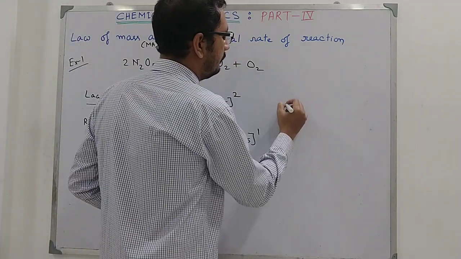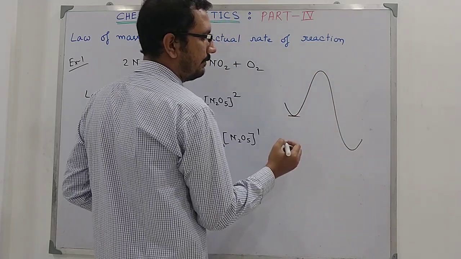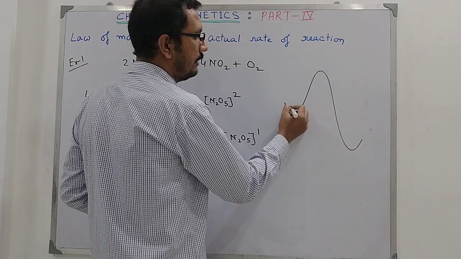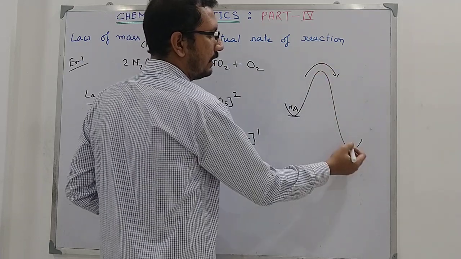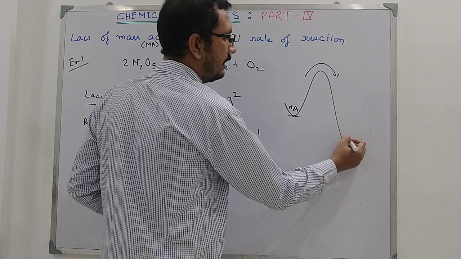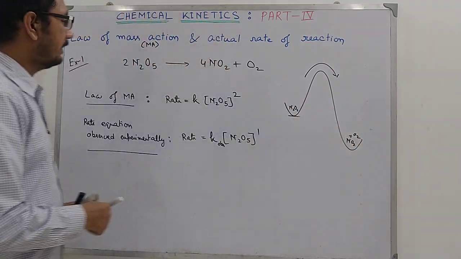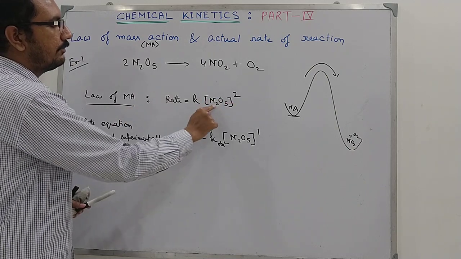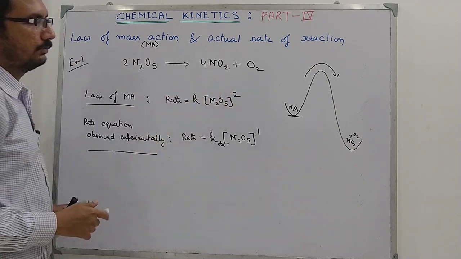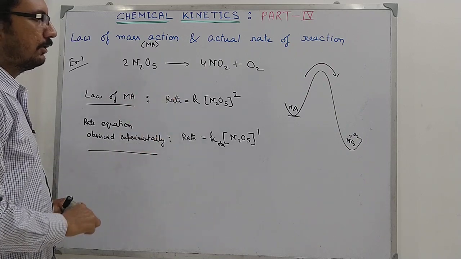Now if this reaction has occurred in a single step, that is, the reactant molecule N2O5 crosses the barrier and gets the product without any intermediate being formed, then obviously the reaction rate, that is the rate equation, should have been k[N2O5]^2. But it is a multi-step reaction and this is not the reality.